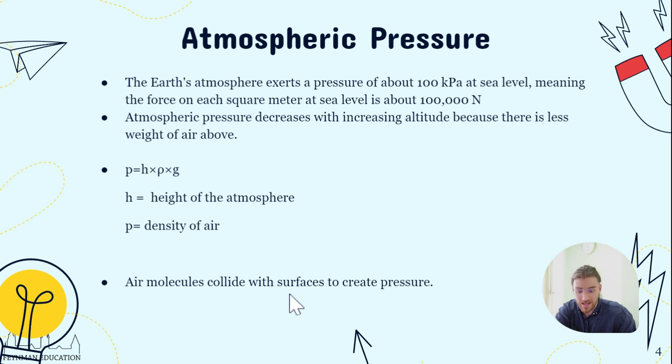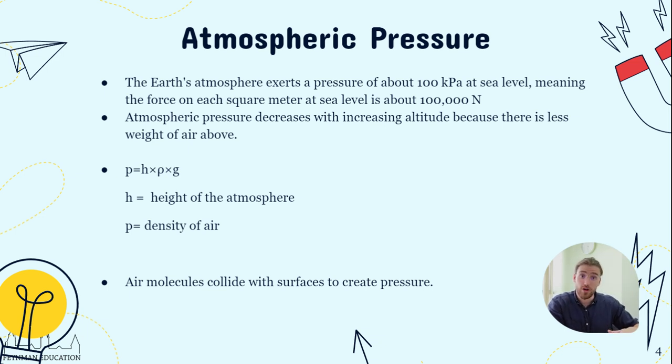Air molecules collide with surfaces to create pressure as well. So in a tube, let's say, or in a pressure cooker, a lot of people don't know what pressure cookers are these days, but basically if we have any cylinder of compressed air, what's happening in that is you have these air molecules with energy and they are hitting against the side of our container. That causes pressure on the container.